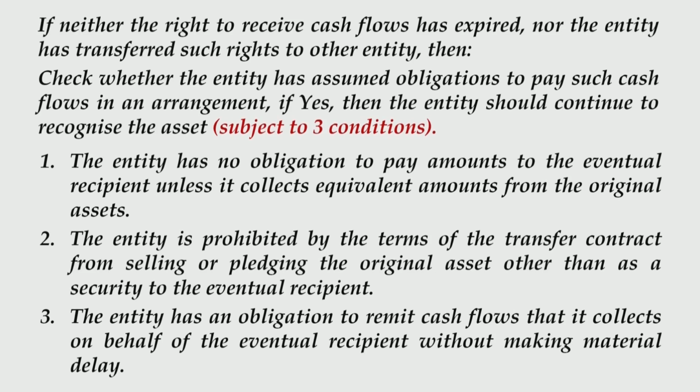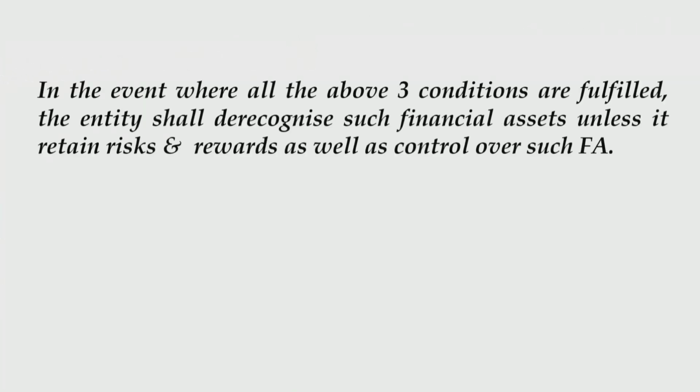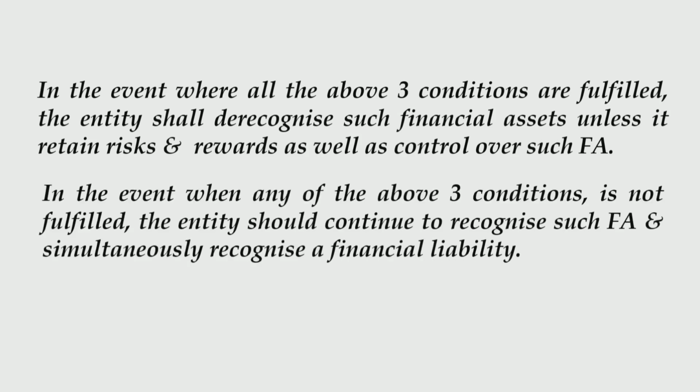Alright friends, you would have finished writing this much. Let us move ahead and conclude the two paragraphs. In the event where all the above three conditions are fulfilled, the entity shall derecognize such financial assets unless it retains risks and rewards as well as control over such financial asset. In the event when any of the above three conditions is not fulfilled, the entity should continue to recognize such financial asset and simultaneously recognize a financial liability. So please write up these couple of paragraphs and then I take you ahead.